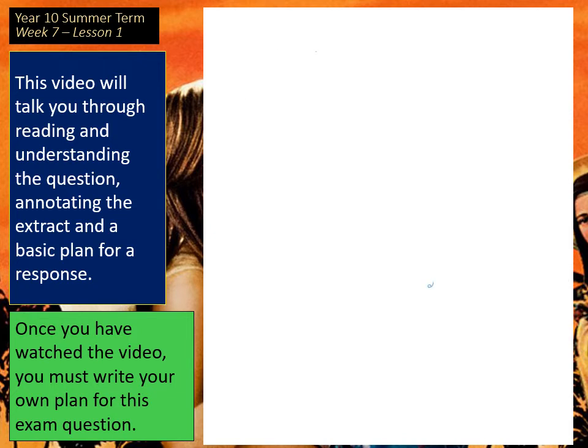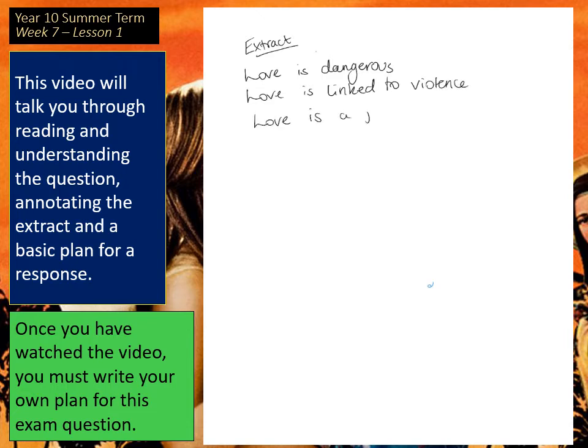Okay, so let's make a quick note of those ideas. So, talking about the extract. Okay, Mercutio suggests love is dangerous. Love is linked to violence. Love is a joke or wrong. Love makes you weak.